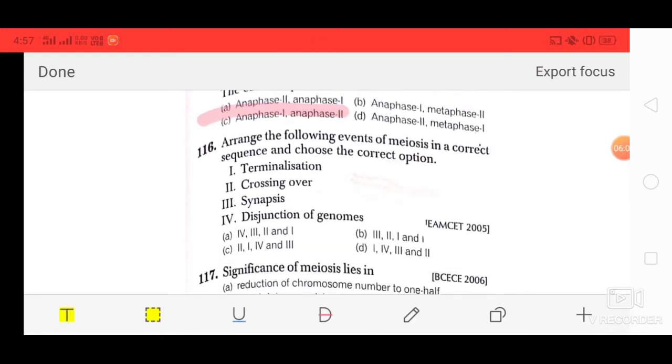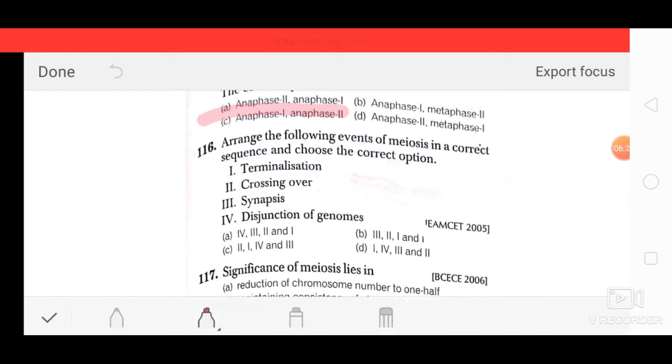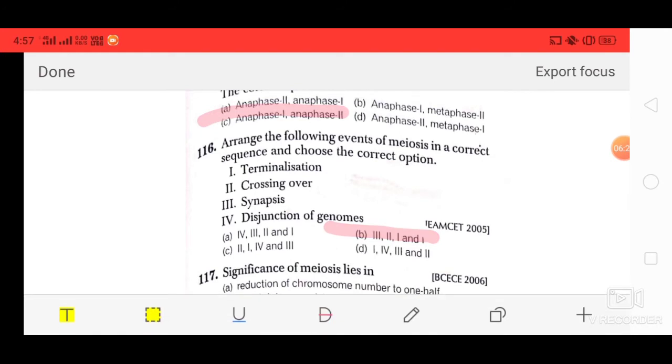Next question is: arrange the following events of meiosis in a correct sequence and choose the correct option. First is terminalization, crossing over, synapsis and disjunction. We have to arrange it and the correct sequence होगा हमारा synapsis होगा, उसके बाद crossing over होता है, उसके बाद terminalization होता है, फिर disjunction of genomes होता है. So correct option is option B, that is 3, 2, 1 and then 4.